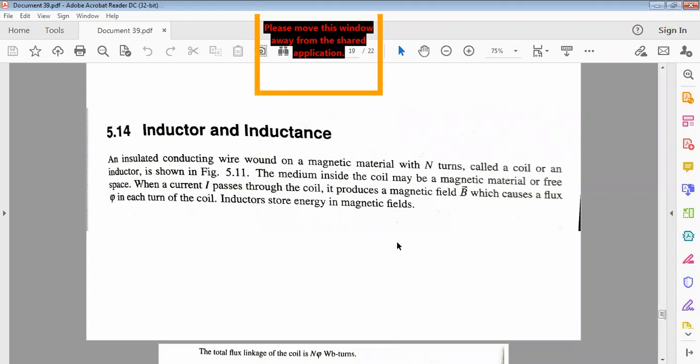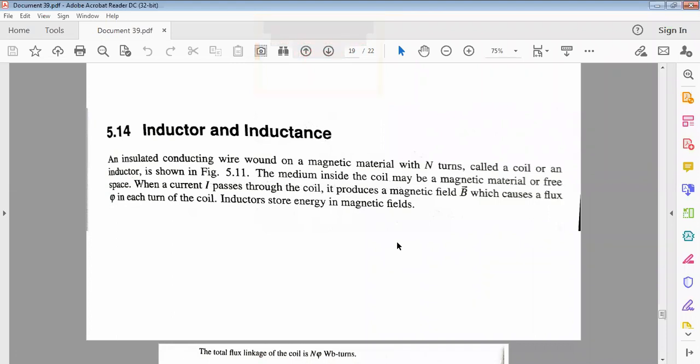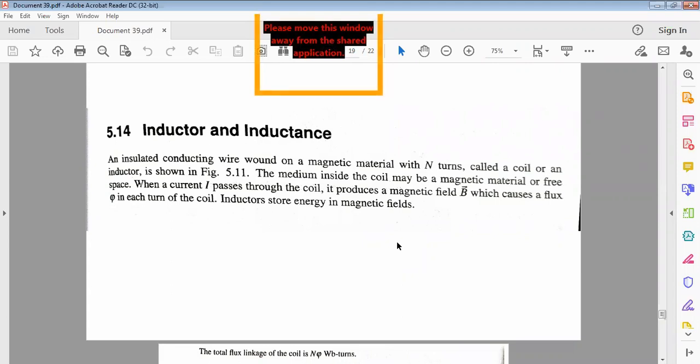An insulated conducting wire wound on a magnetic material with N turns forms a coil called an inductor. The medium inside the coil may be that magnetic material or free space. In general, we frequently use air core inductors, where there is no magnetic medium and only air is considered as the core. When current I passes through the coil, it produces a magnetic field B, which causes a flux φ in each turn of the coil.